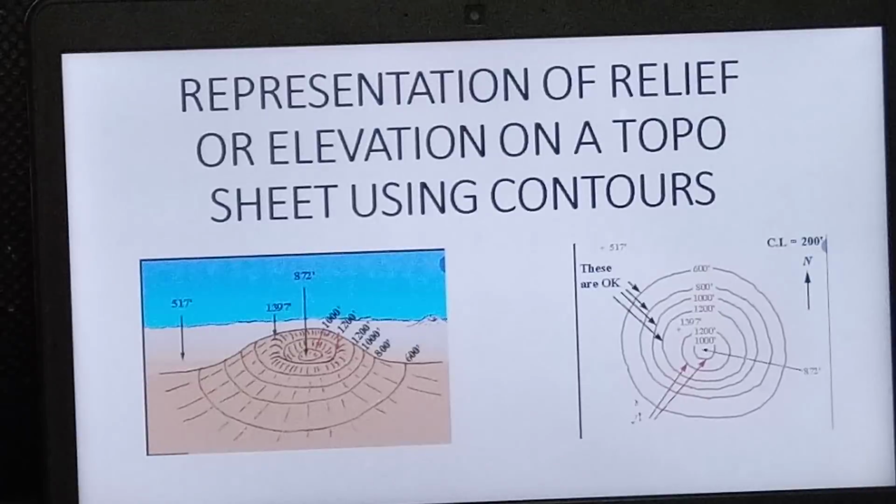Representation of relief or elevation on a topographical sheet using contours. So today we will be studying about contours and how they represent the various physical features or the landforms. There are several methods which are used to depict physical features on a topo sheet. Using contours is the most common method of showing relief or elevation in the topo sheets.